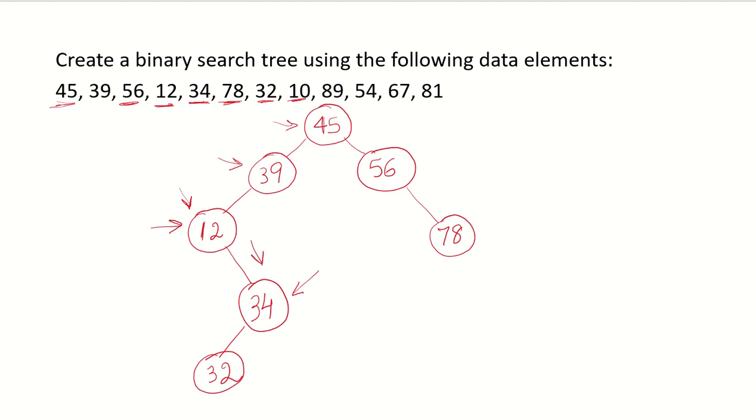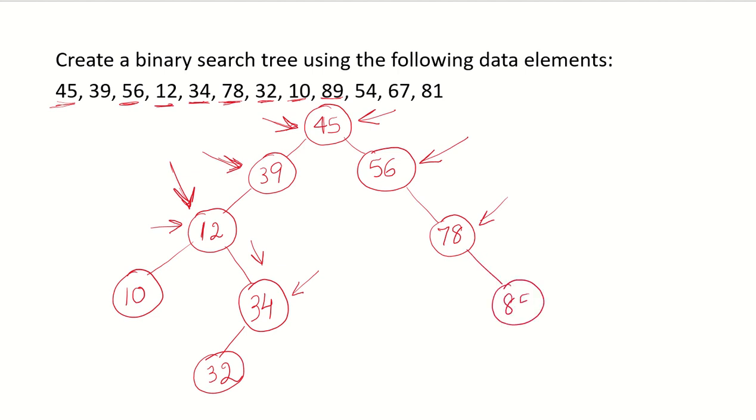Next element is 10. We will compare it with 45, compare it with 39 and now compare it with 12. It is less than 12, so it will come as the left subtree of 12. Next is 89, larger than 45, larger than 56. So we go right again, compare it with 78, again larger than 78. So the right subtree of 78 is 89.